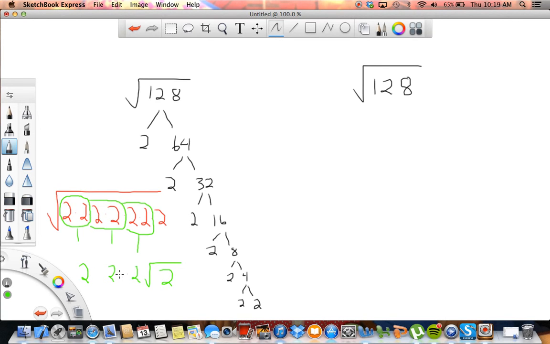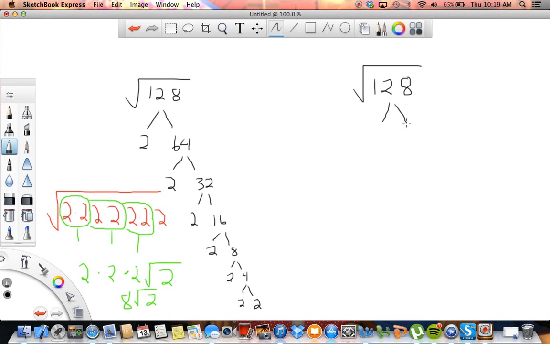Now, what am I doing with all these 2's on the outside? Remember, I'm multiplying these together. So 2 times 2 times 2. So 2 times 2 is 4. 4 times 2 is 8. So our final answer is going to be 8 square root of 2. Okay? Now, let's take a look at the same exact problem done my way.